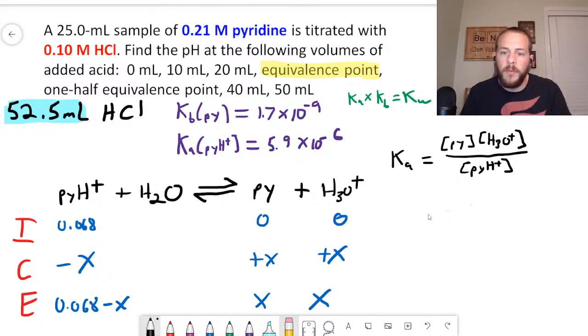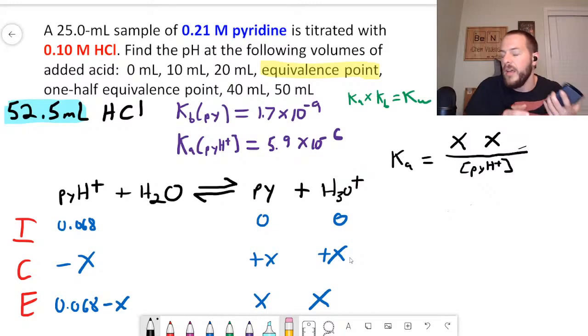Okay, so that's Ka. Now we can substitute our values in terms of X where they belong. Pyridine at equilibrium is X, so I'll replace that with X. H3O plus at equilibrium is also X. Really, X is what we're trying to solve for here, because X is the hydronium concentration, and the negative log of the hydronium concentration is the formula for pH, right? So we have X times X.